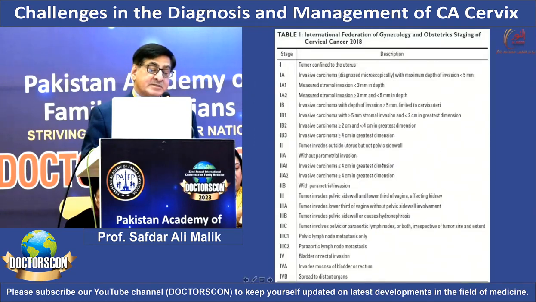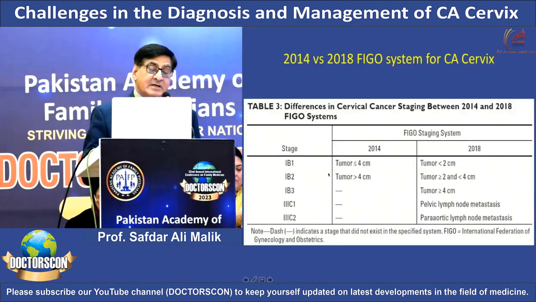That was the classification. You can all see that. And this is a change which has been made from 2018 onwards. Before 2018, the tumor size of more than 4 centimeter was limited to B1, B2. And now, if it is more than 4 centimeter, that is 1B3.